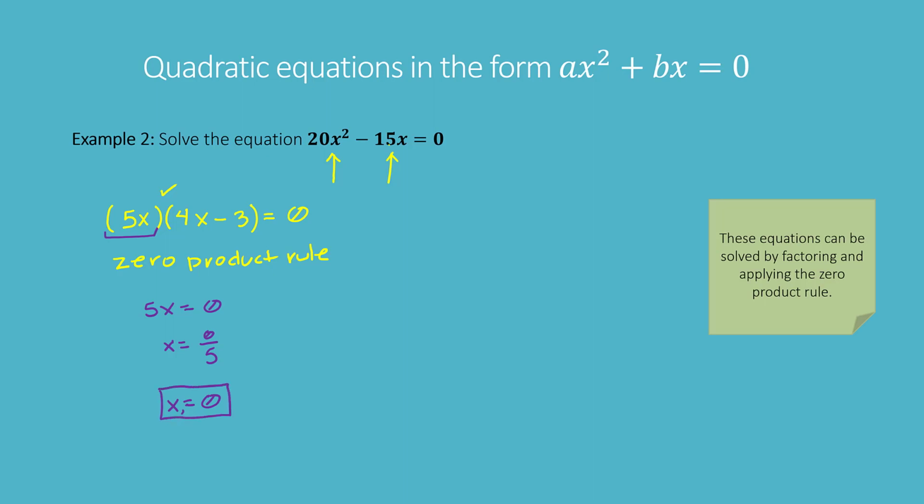Now let's set our second term equal to 0. 4x minus 3 equals 0. 4x equals positive 3. Now our number 4 passes dividing, x equals 3 over 4. And 3 over 4 is 0.75.